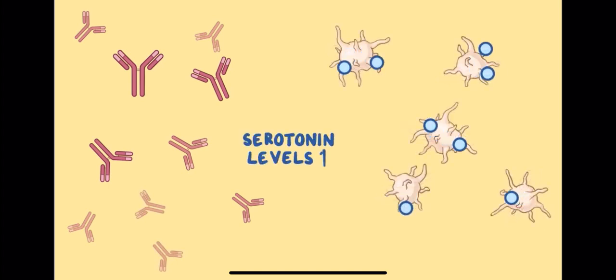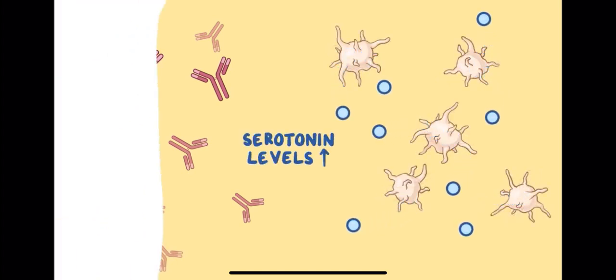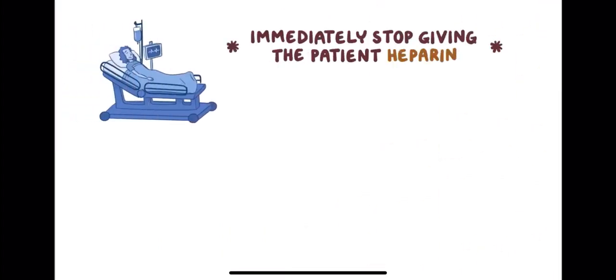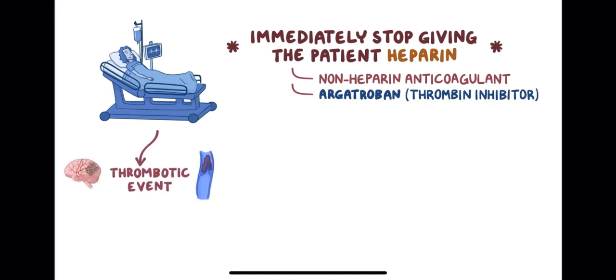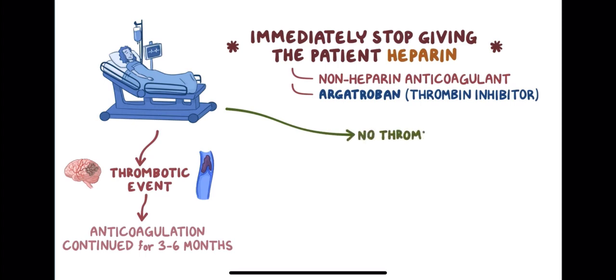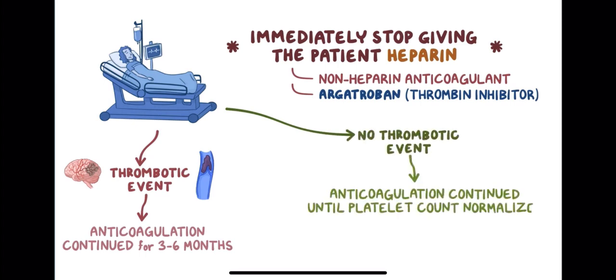While confirming the diagnosis, it's important to immediately stop giving the patient heparin and to start anticoagulation with a non-heparin anticoagulant, like argatroban, which is a thrombin inhibitor. If the patient has a thrombotic event, anticoagulation is continued for 3 to 6 months. If there was no thrombotic event, then anticoagulation continues until the platelet count normalizes.